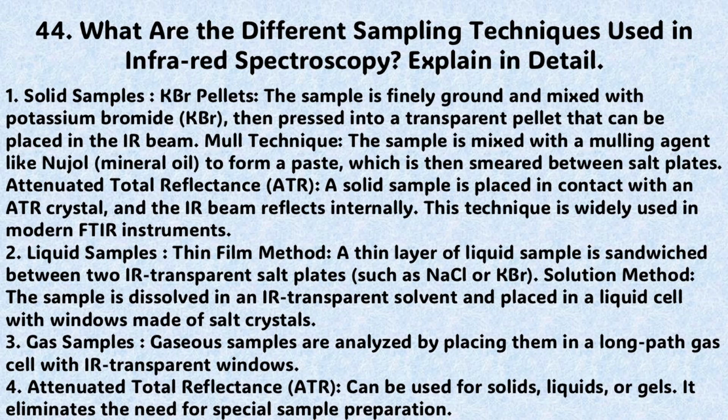Solid samples. KBr pellets: the sample is finely ground and mixed with potassium bromide, KBr, then pressed into a transparent pellet that can be placed in the infrared beam. Mull technique: the sample is mixed with a mulling agent like Nujol, mineral oil, to form a paste, which is then smeared between salt plates. Attenuated total reflectance, ATR: a solid sample is placed in contact with an ATR crystal and the infrared beam reflects internally. This technique is widely used in modern FT infrared instruments.